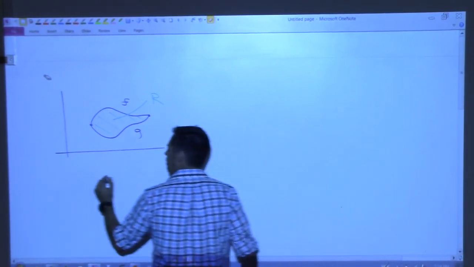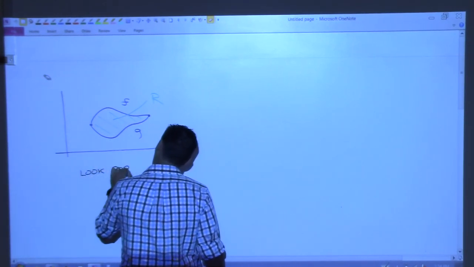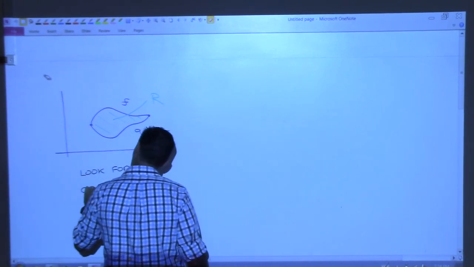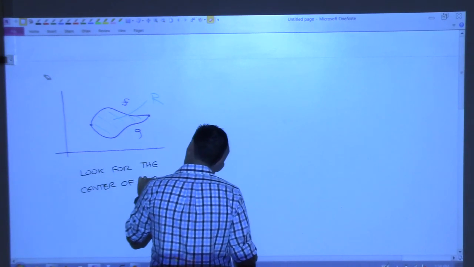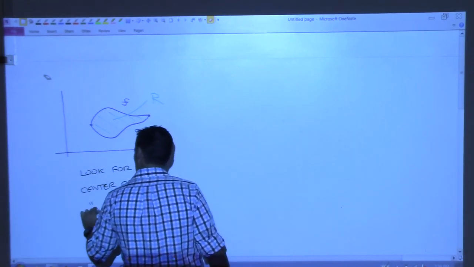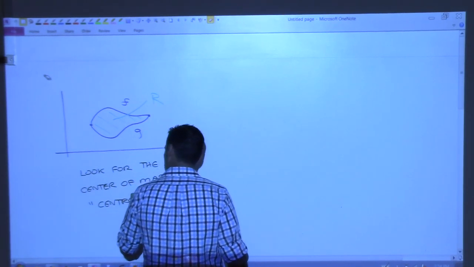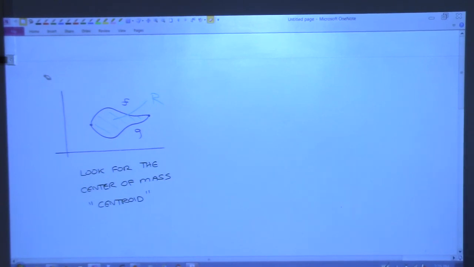So we are looking for the center of mass. Now that actually has a technical word. It's called the centroid. We're looking for the centroid for this object.